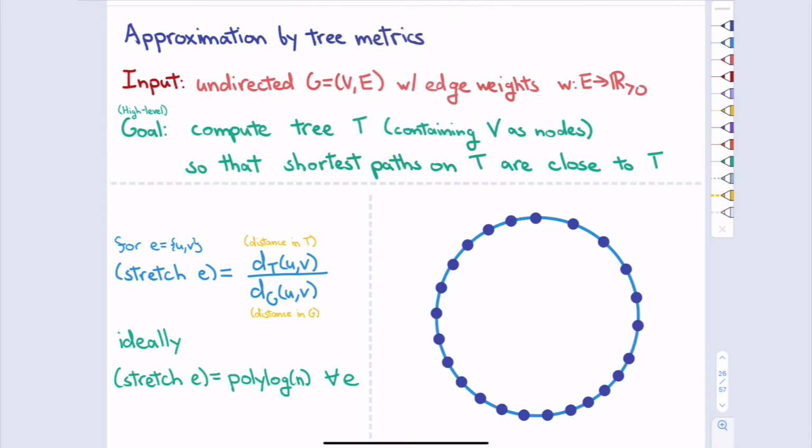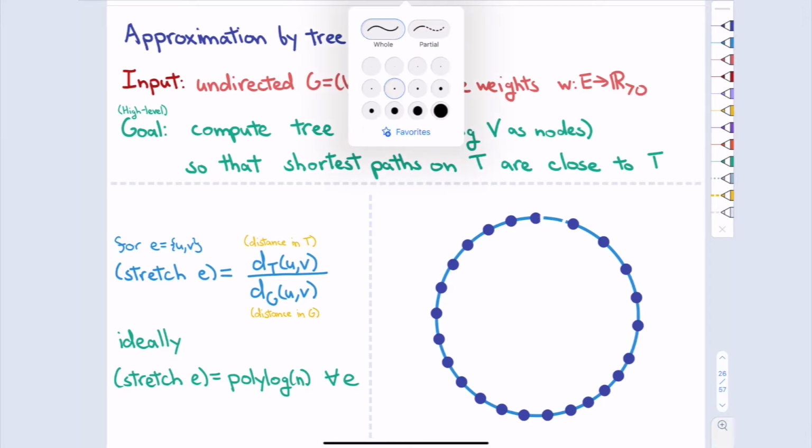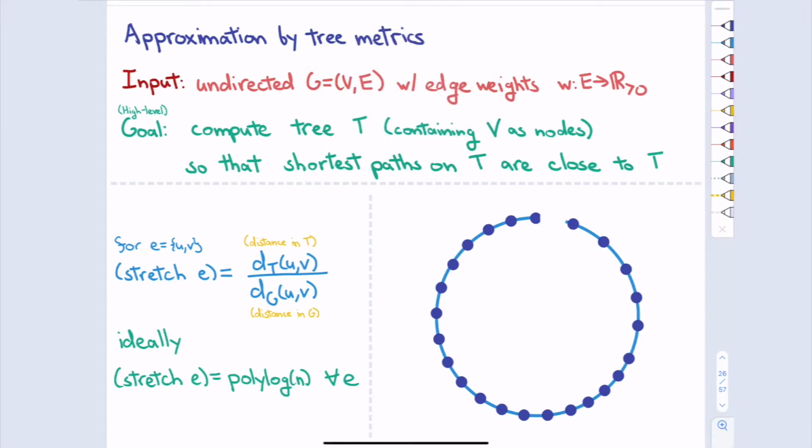Okay, so any spanning tree would delete one of the edges in the cycle, right? So I'll delete this one. That edge in particular now has stretch n, or n minus 1, because it has to go around. Okay, so we can't actually ask for a spanning tree that'll give us stretch 1.